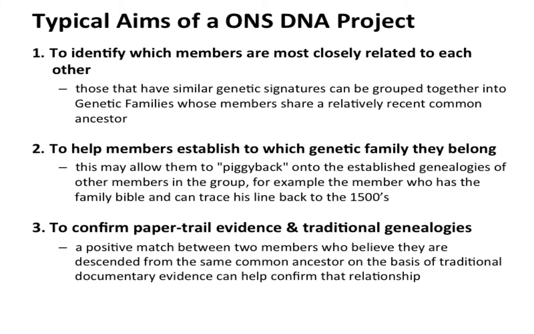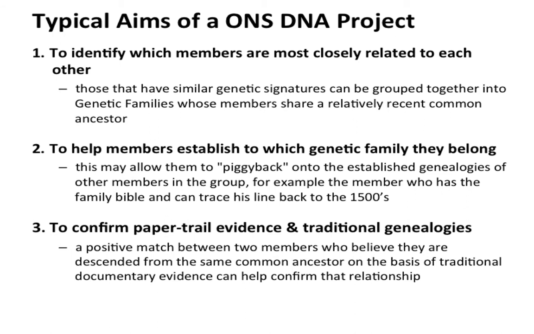The typical aims of a one-name study DNA project, and these are on the handout on the table, are to identify which members are most closely related to each other, and those that have similar genetic signatures can be grouped together into genetic families whose members share a relatively recent common ancestor. A second goal is to help members establish to which genetic family they belong, because one of the ways to attract members into the study is you'll be able to say to them, hopefully, if enough people test, we can find out which branch of the family you belong to.